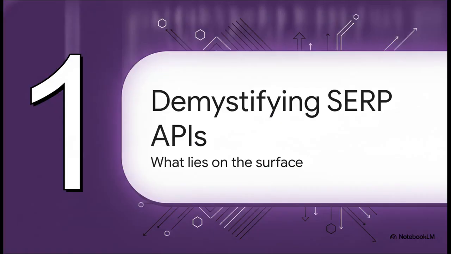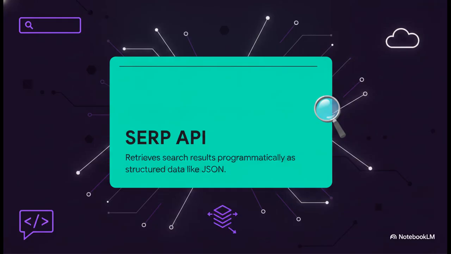All right, Part 1, Demystifying SERP APIs. Let's establish a baseline of what we're looking at on the surface. SERP, of course, stands for Search Engine Results Page, and a SERP API is essentially a tool that lets you or your dev team programmatically retrieve those search engine results and get them handed back as neatly structured data. Usually that's going to be in JSON format.